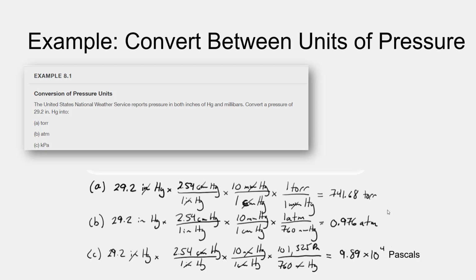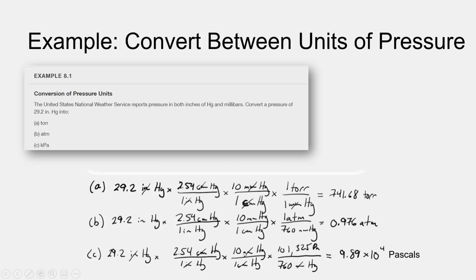In the second measurement, we start with the same steps to get the measurement in millimeters of mercury. But our last conversion factor is different because now we'd like to convert it to atmospheres, and we remember that there's 1 atmosphere for every 760 millimeters of mercury. So we have 29.2 times 2.54 times 10 divided by 760. 29.2 inches of mercury is equivalent to 0.976 atmospheres.